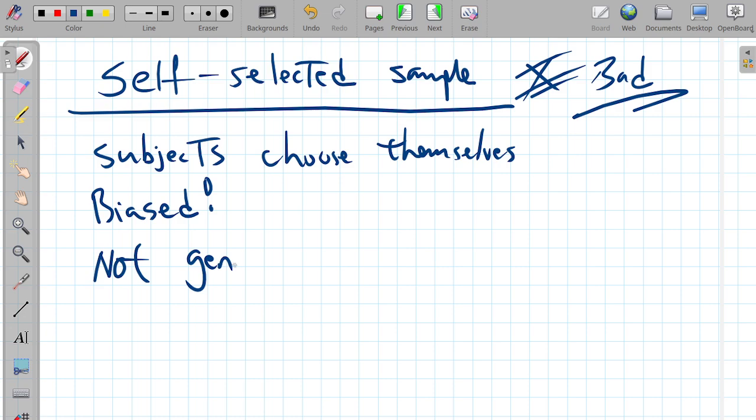Now, what do we mean by generalizable? Generalizable, is that an ABL or an IBL? Well, it's an ABL tonight.